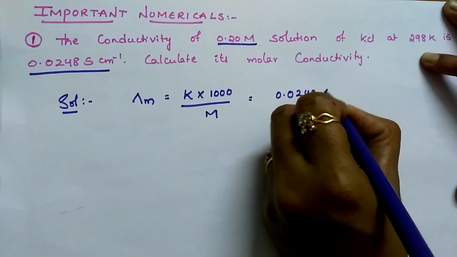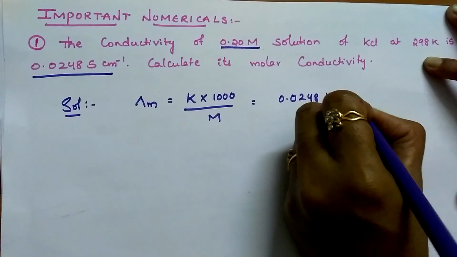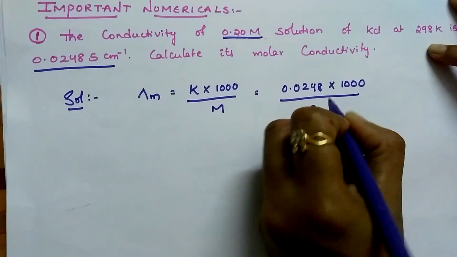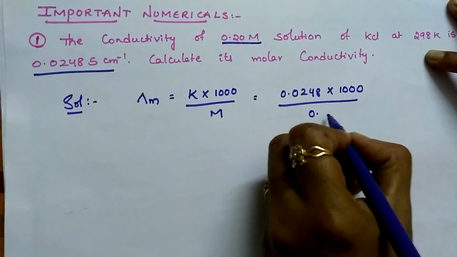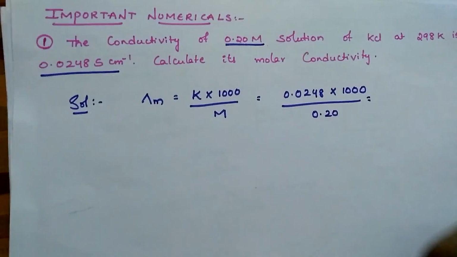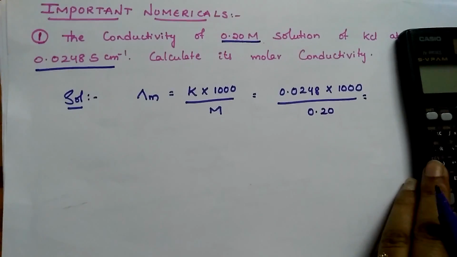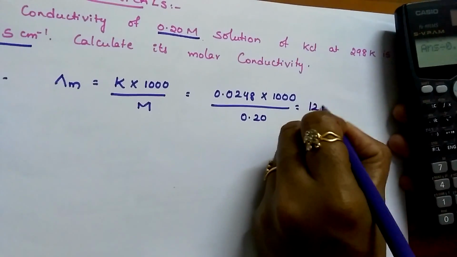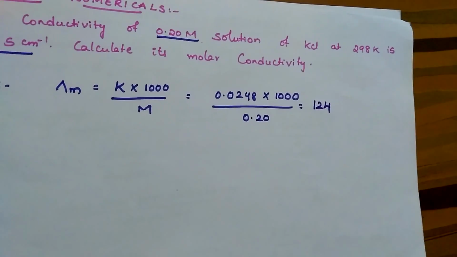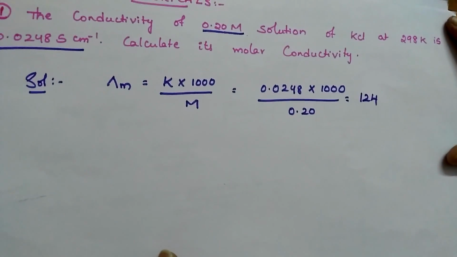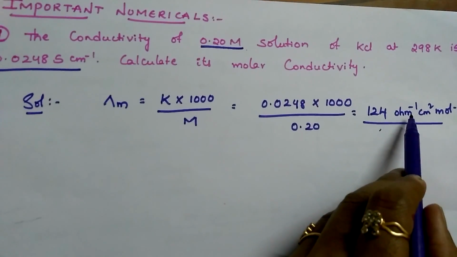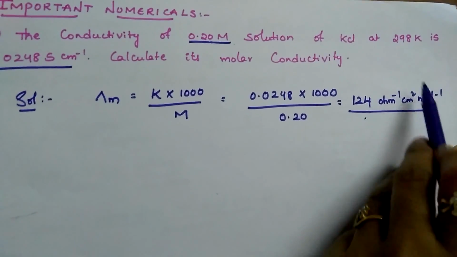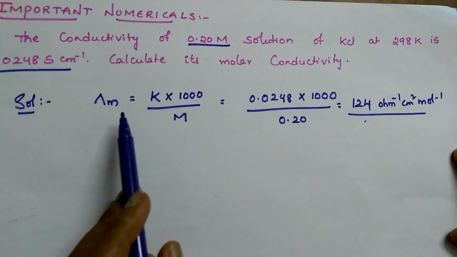0.0248 into 1000 divided by the molar conductivity value, the molarity is 0.20. Find the value. 124. What is the unit for molar conductivity? Ohm inverse centimeter square mole inverse is the unit. We already discussed how to get the units for these terms.